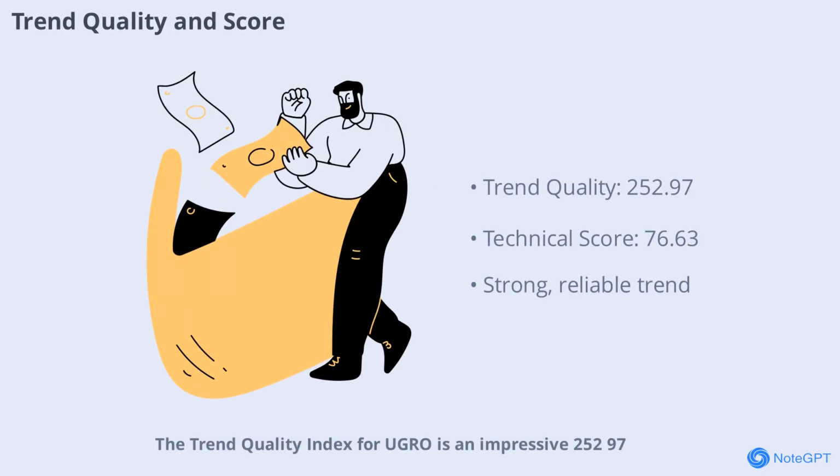Trend Quality Index for UGRO is an impressive 252.97, and the technical score stands at 76.63. These metrics suggest that the current trend is not only strong but also of high quality, with few false signals. Such scores are useful for traders seeking confirmation before entering a position. Let's look at how momentum and risk metrics complement this picture.